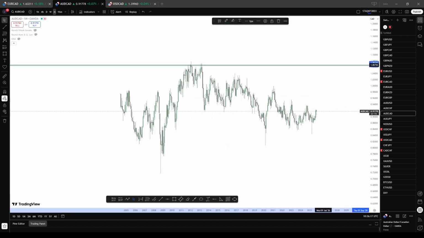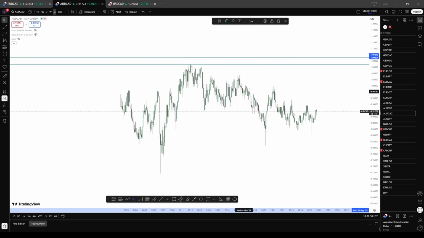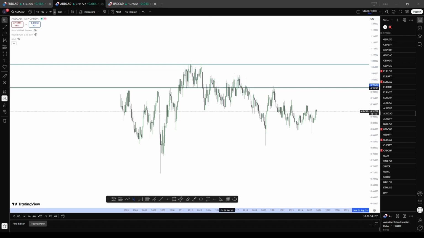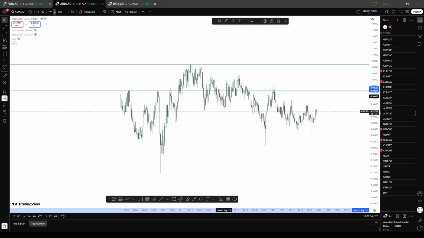All right, I have this region. The reason why I'm marking out this region is because if you watch, we have a first touch, second touch, and what happened? Price bounces off from those regions. So that's the reason why I'm putting my resistance there. Then the second one will be here.